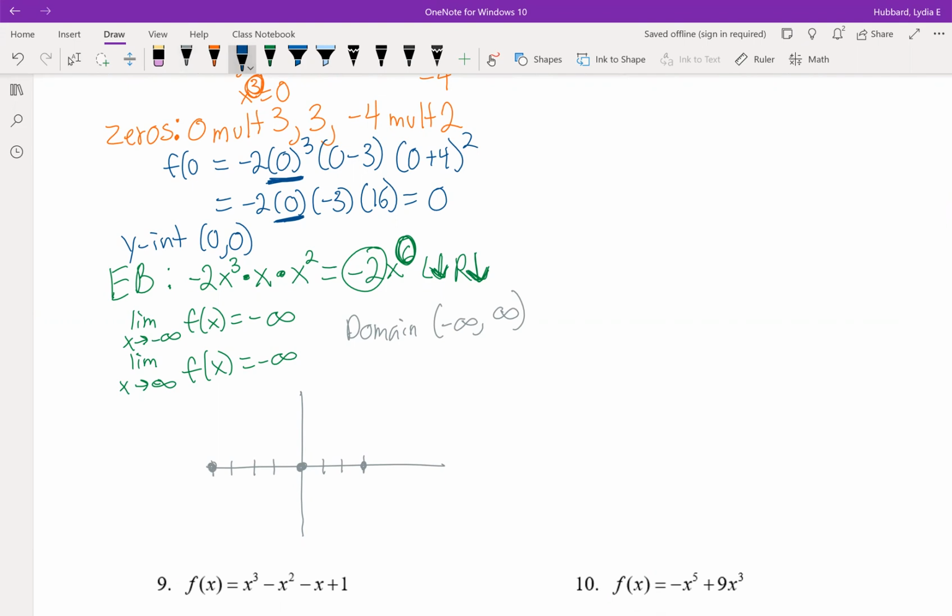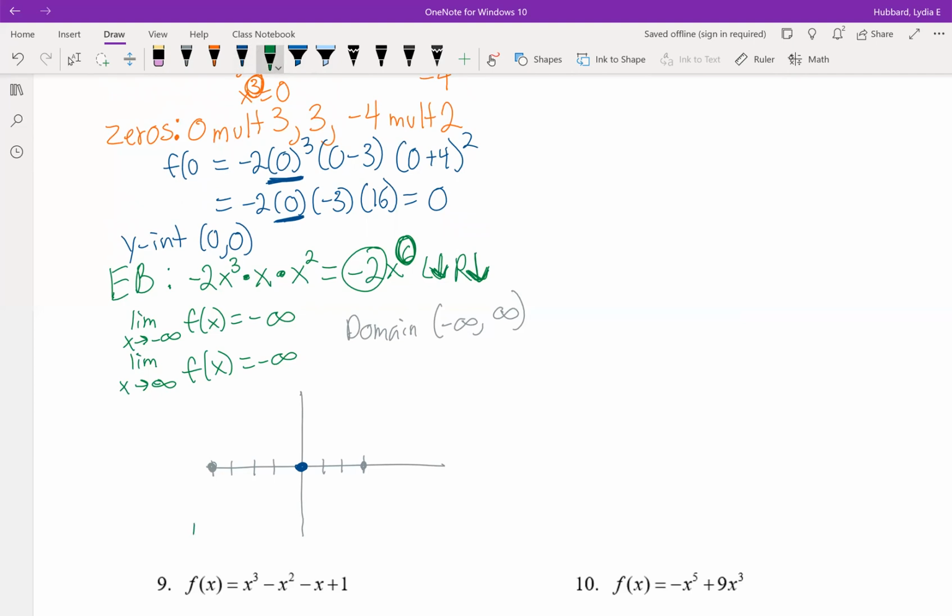We also have our y-intercept. Okay, that's happening right here. And that's lining up with the 0 that we have. You should not have 2 y-intercepts. If you have 2 different y-intercepts, you've done something wrong. So make sure you're checking that. And then our end behavior says our left and our right sides are both going down.